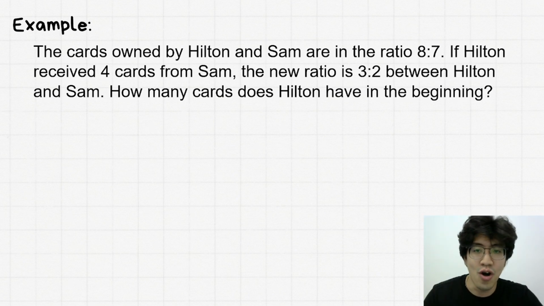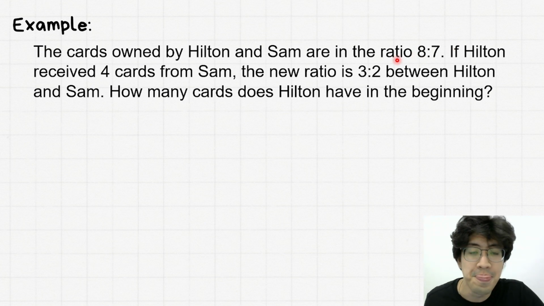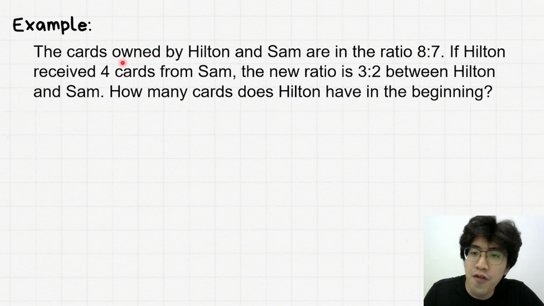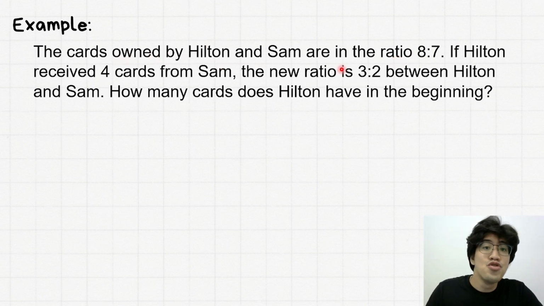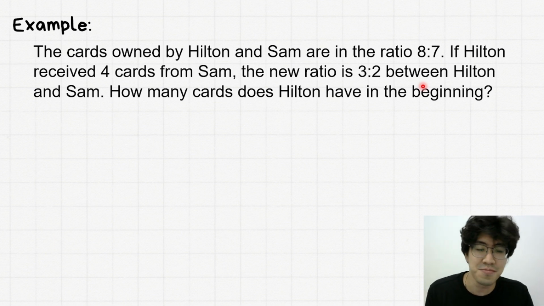So the cards owned by Hilton and Sam are in the ratio of 8:7. Now if Hilton received 4 cards from Sam, the new ratio will be 3:2. Now how many cards does Hilton have in the beginning? So this is a very PSLE-like question. Let's first write out the information.